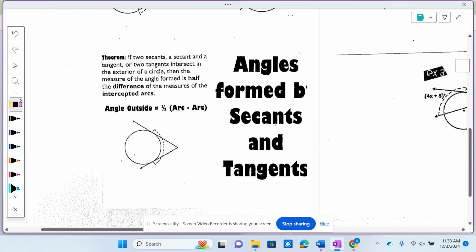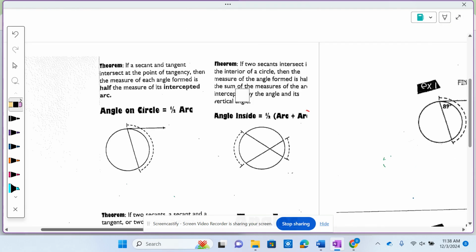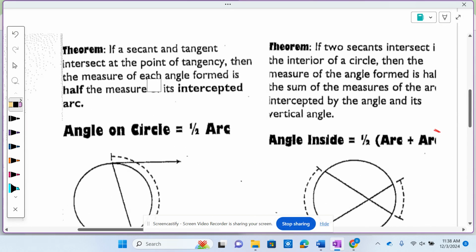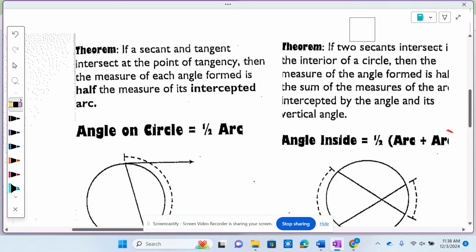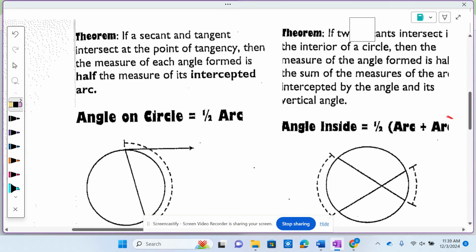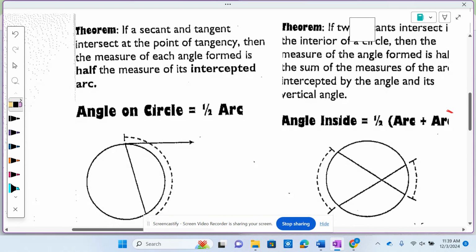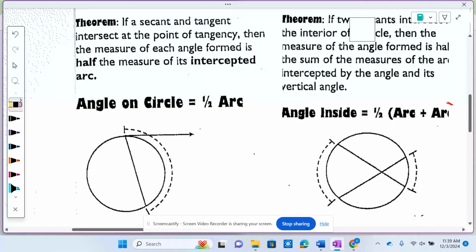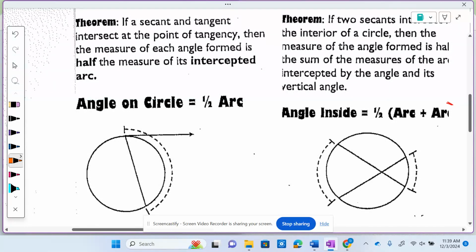So today we're talking about the angles that are formed by secants and tangents. So we probably need to know what a secant and a tangent is. The first theorem that I'm going to talk to you about is this theorem right here. If a secant and a tangent intersect at a point of tangency, then the measure of each angle formed is half of the measure of its intercepted arc. So let's talk about this.